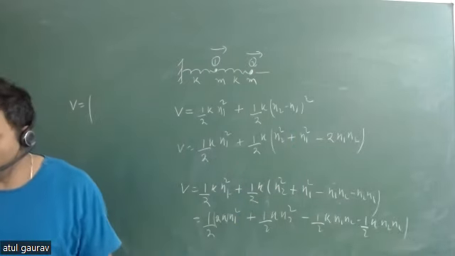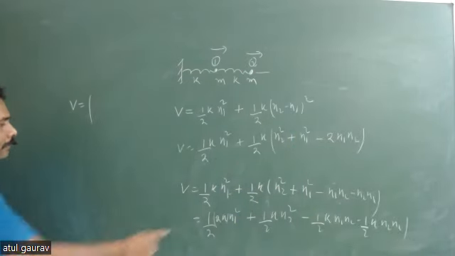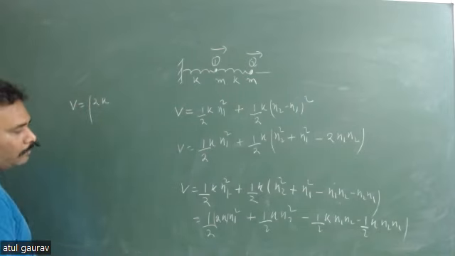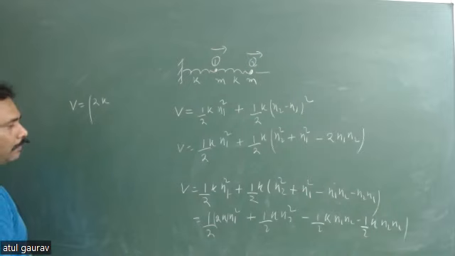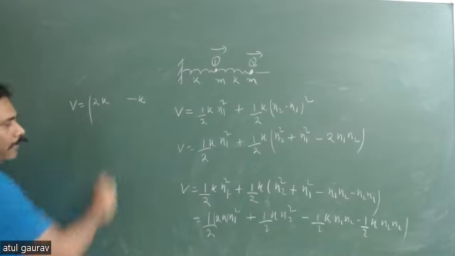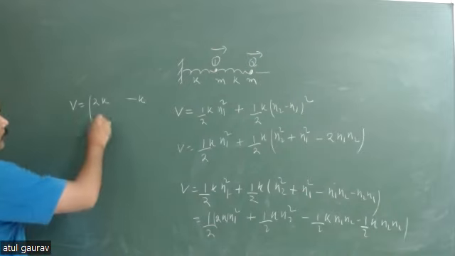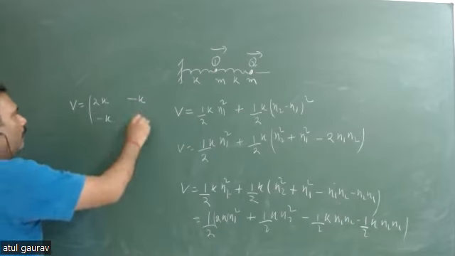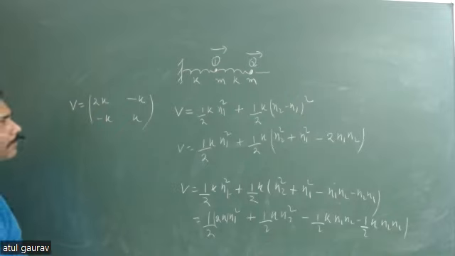चलिए, what will be next one बताइए. This one is 2k 1 2, minus k. Minus k 2 1, minus k. 2 2, and k. Very good. So this is your potential energy matrix.